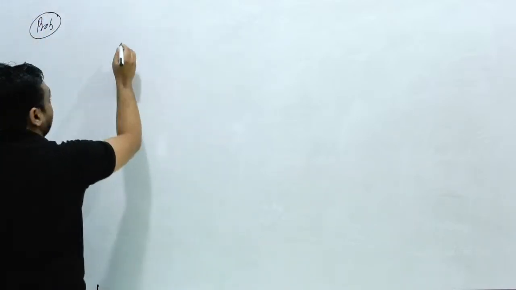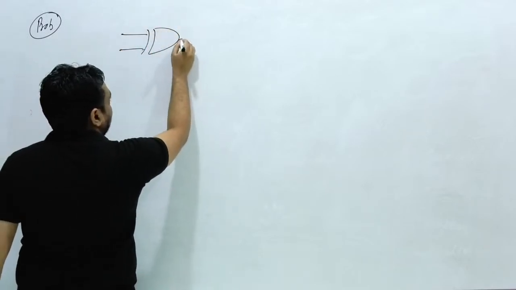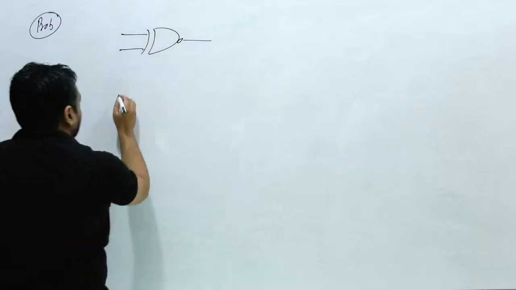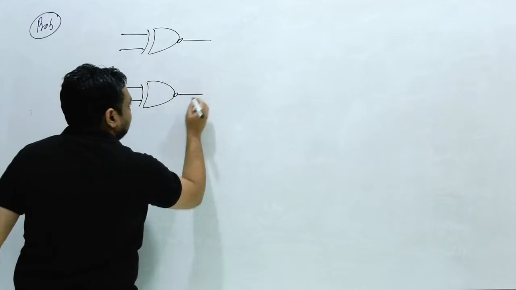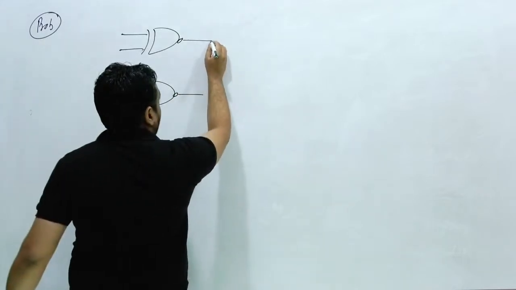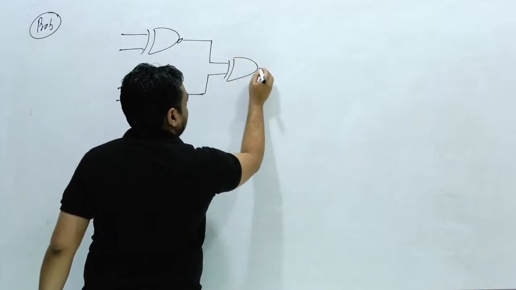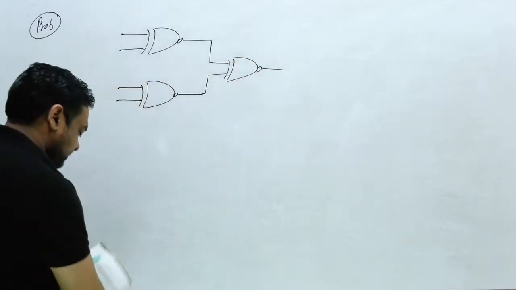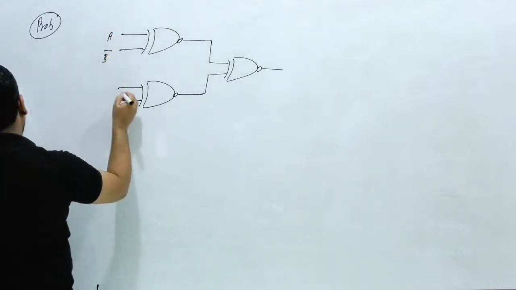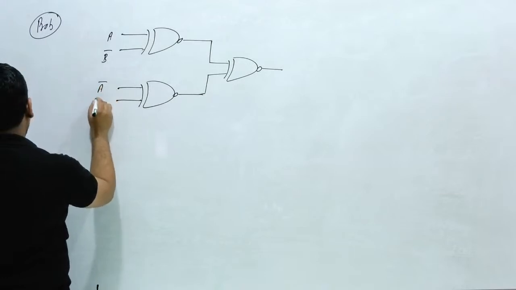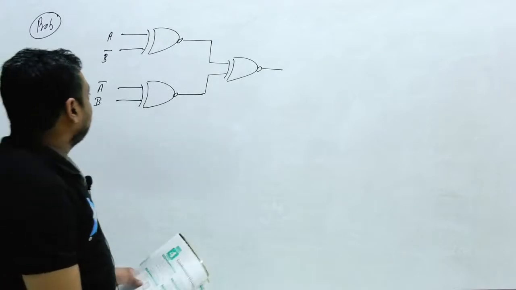Here one XNOR gate is given like this, and one more XNOR gate is given like this. Two XNOR gates are given, and again both of their outputs are passed through an XNOR gate. They have provided A and B bar to the first gate, and A bar and B to the second. Clear? Now what is the examiner asking?